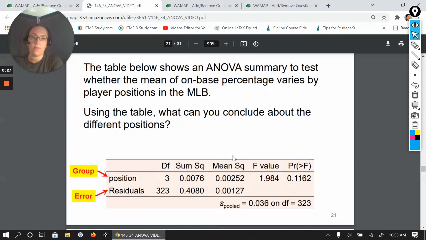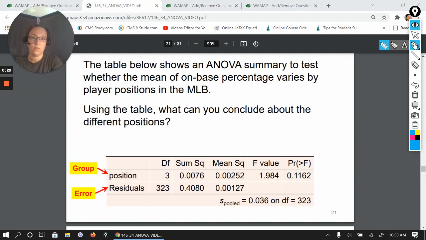So here's example 5. It says the table below shows an ANOVA summary to test whether the mean of on-base percentage varies by player positions in Major League Baseball. Using the table, what can you conclude about the different positions?